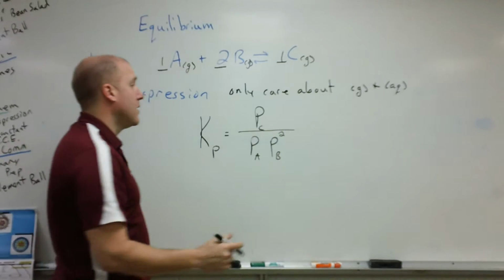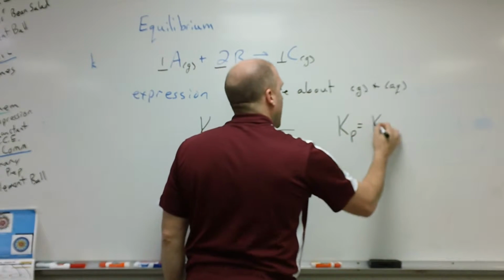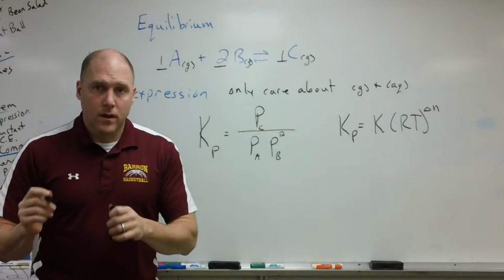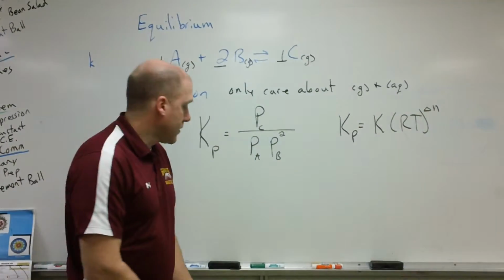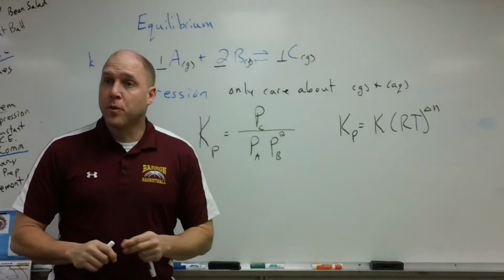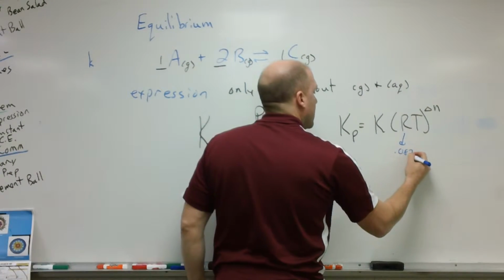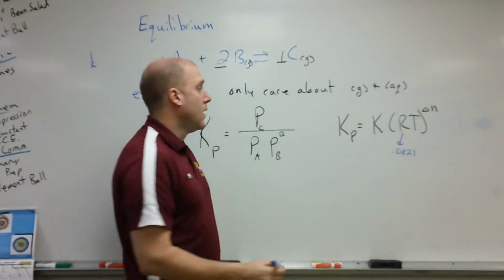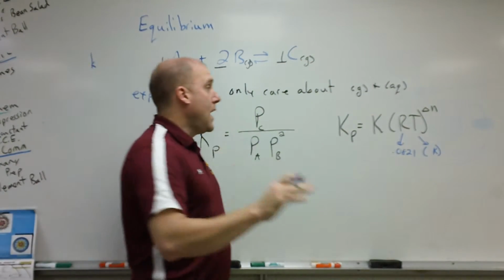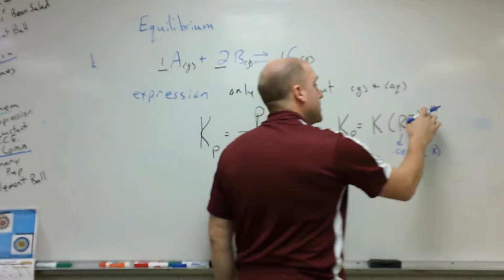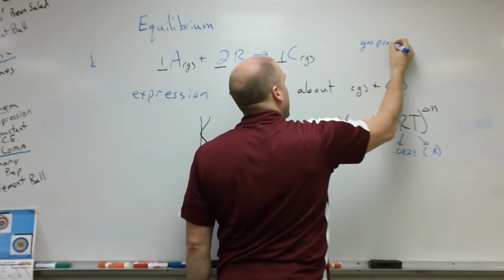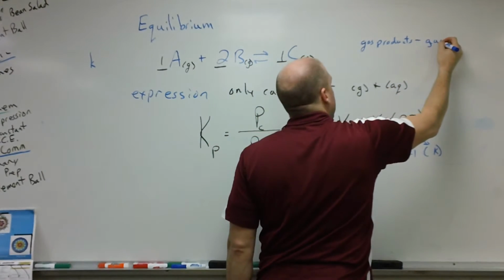We can link the two together by using this little formula here. Kp equals K times RT to the delta n. Delta n would be the only one we'd have to explain in this. The R is the gas law R, 0.0821, from our gas law constant. And temperature obviously has to be in what units? Kelvin. And n is usually the number of moles, so this is going to be the change in moles. It's going to be our gaseous products minus our gas reactants.